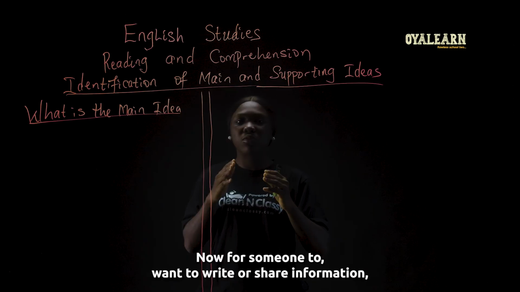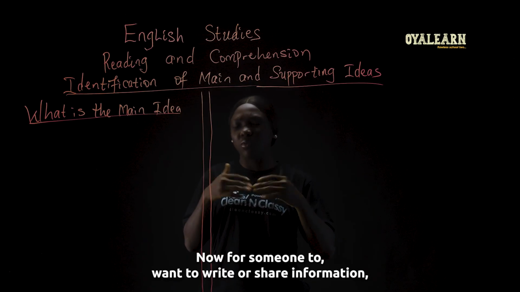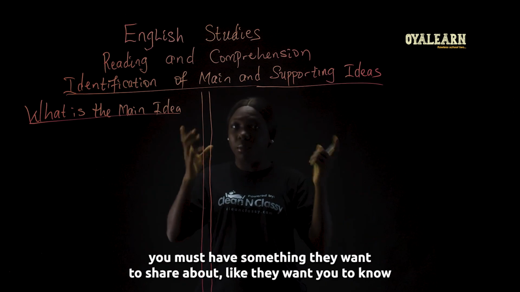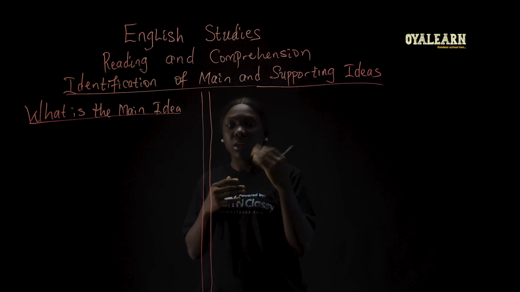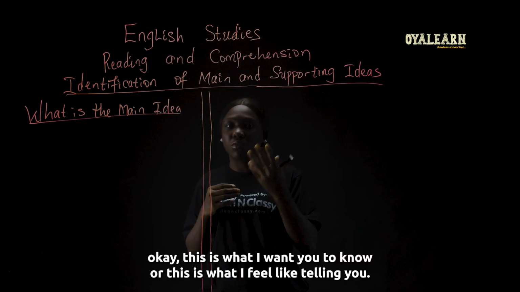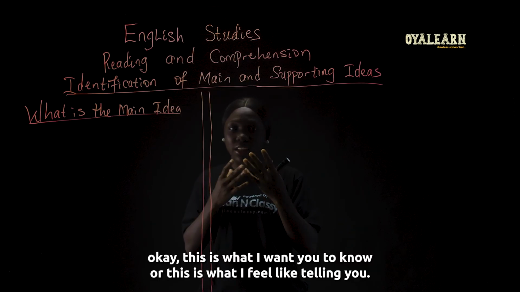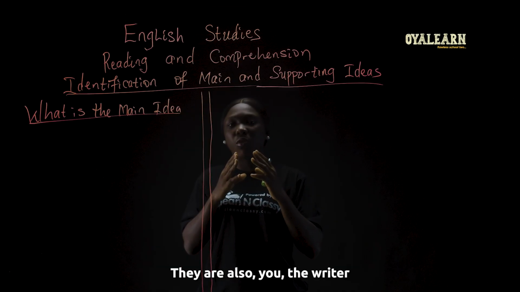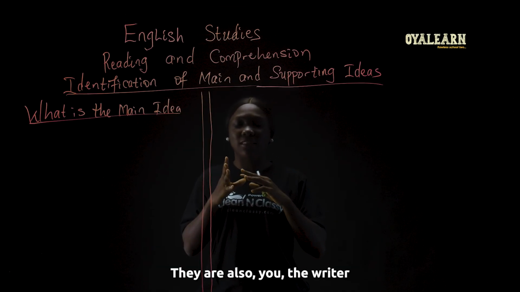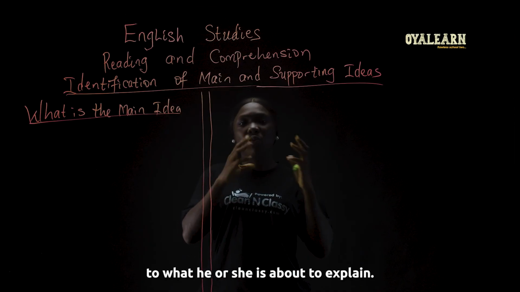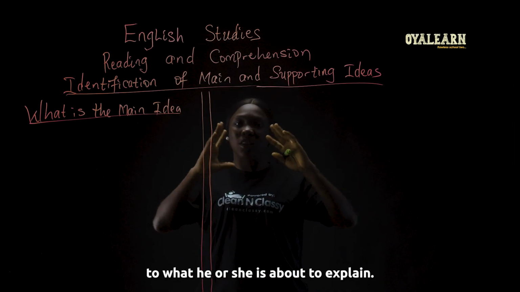Now, for someone to want to write or share information, he or she must have something they want to share about, like they want you to know. And then, not just telling you, okay, this is what I want you to know, or this is what I feel like sharing with people, the writer is also giving out points to support what he or she is about to explain.